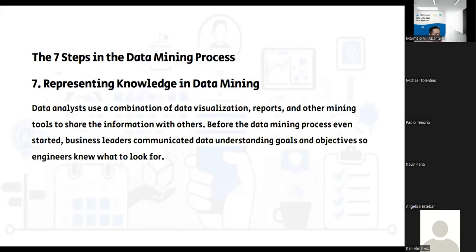The seventh step is representing knowledge in data mining. Data analysts use a combination of data visualization, reports, and other mining tools to share the information with others. Before the data mining process even started, business leaders communicated data understanding goals and objectives, so engineers knew what to look for. Analysts can share their findings with these leaders in the form of reports. Most companies use dashboards or other business intelligence tools to generate reports and extract insights from internal data miners. Owners use these insights to optimize decision making, generate new business, eliminate waste, and create better advertising campaigns.